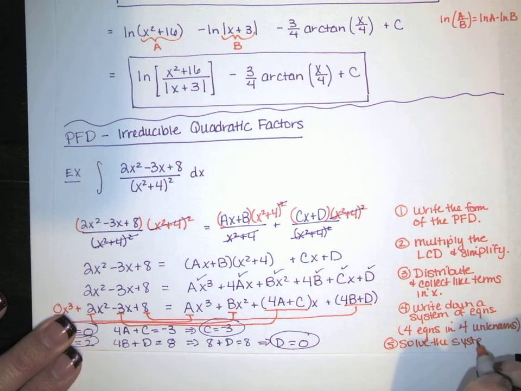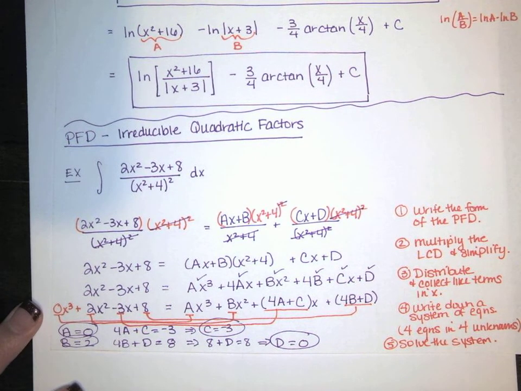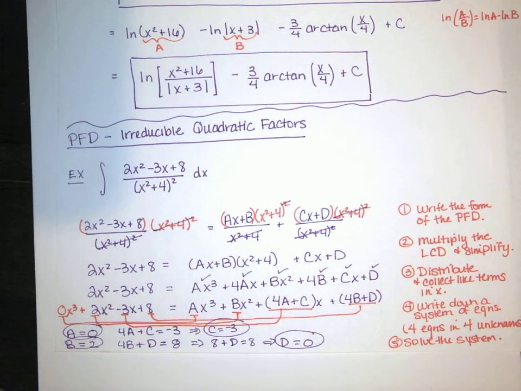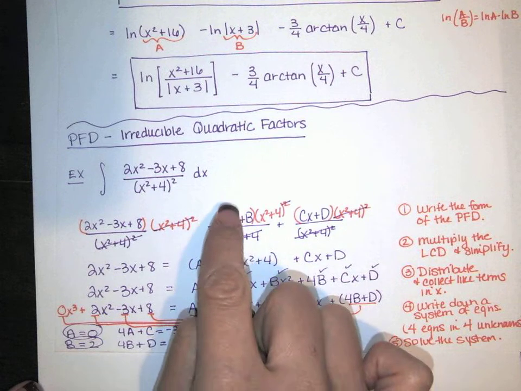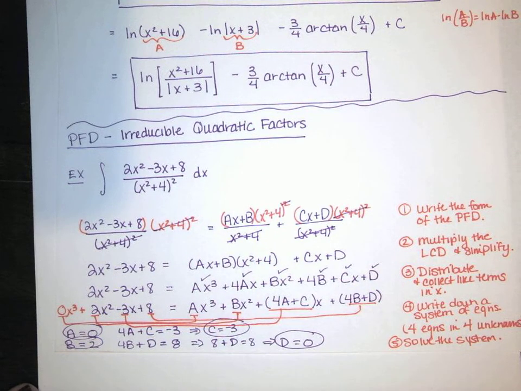So you write down that system of equations, and then you solve the system. This is a really easy system. We're able to find a, b, c, and d pretty easily. Okay, now that we've got a, b, c, and d, we're going to back substitute those into the form of the partial fraction decomposition and then anti-differentiate.